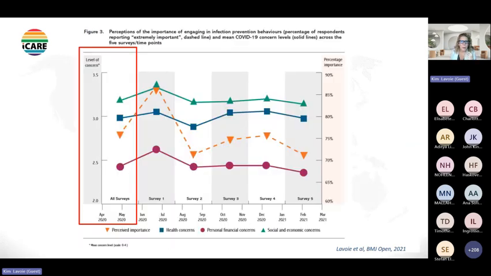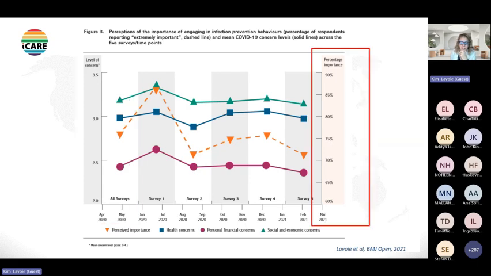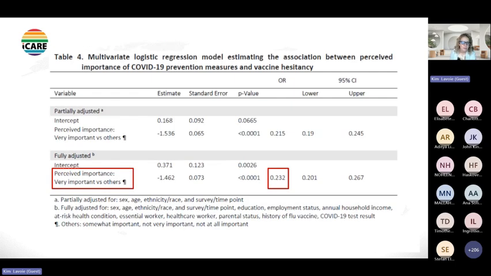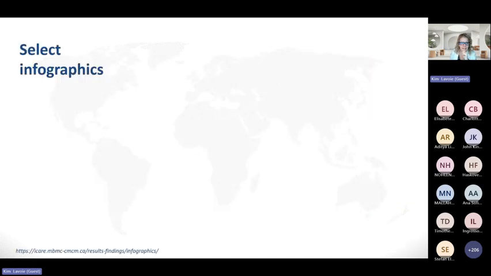We looked at what people are concerned about in terms of the pandemic, financial, social, health concerns, and perceived importance of prevention measures, and how this mapped onto hesitancy. We saw that people with high health concerns tended to be less hesitant. People with personal financial concerns were more hesitant. People who perceived prevention measures to be important were obviously less hesitant.